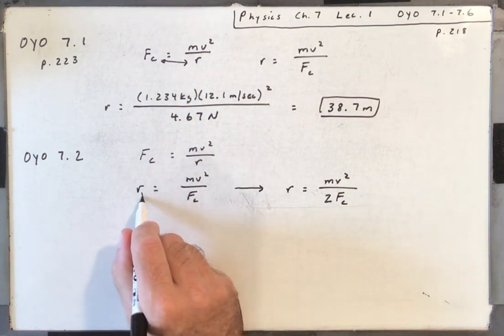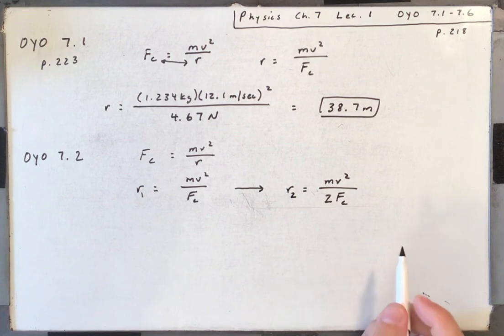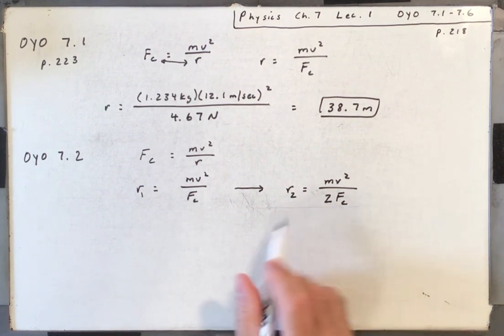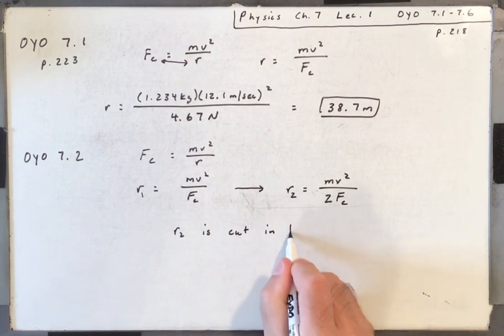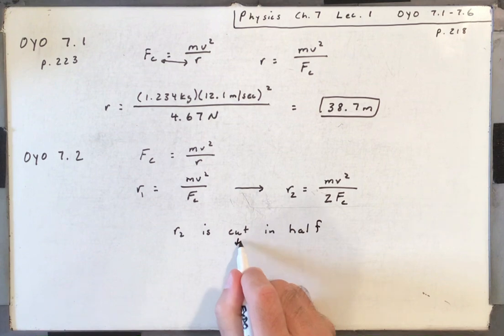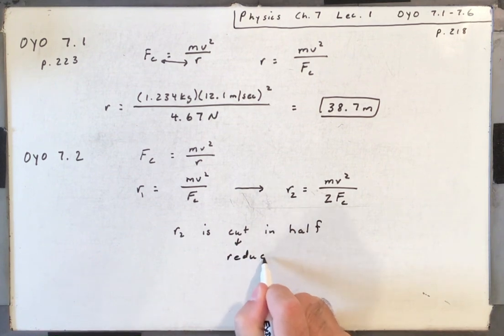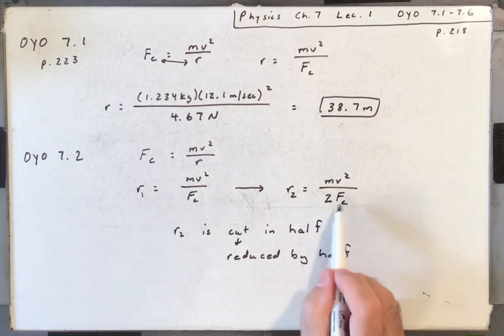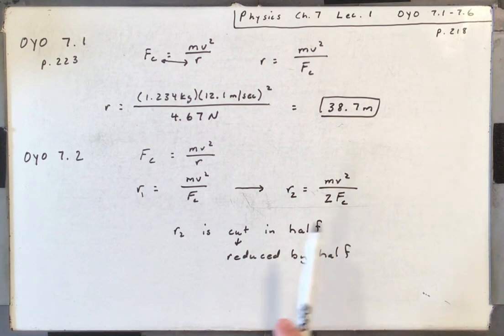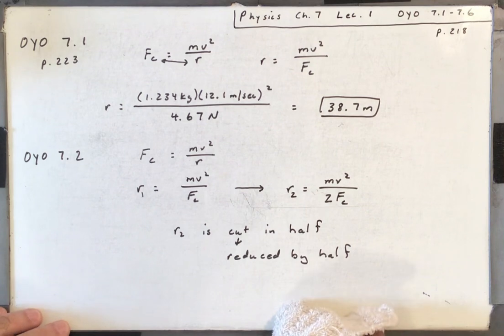So this is radius 1. This is radius 2. What would happen to radius 2? It's cut in half, or reduced would be a better way to say that, by half. You just divide the whole thing by 2. So this is a logic question. You just want to solve for letters and then do what the problem tells you to do and then answer the question. So there will be ones like this in the review questions, and I like to put problems like that on the test as well.